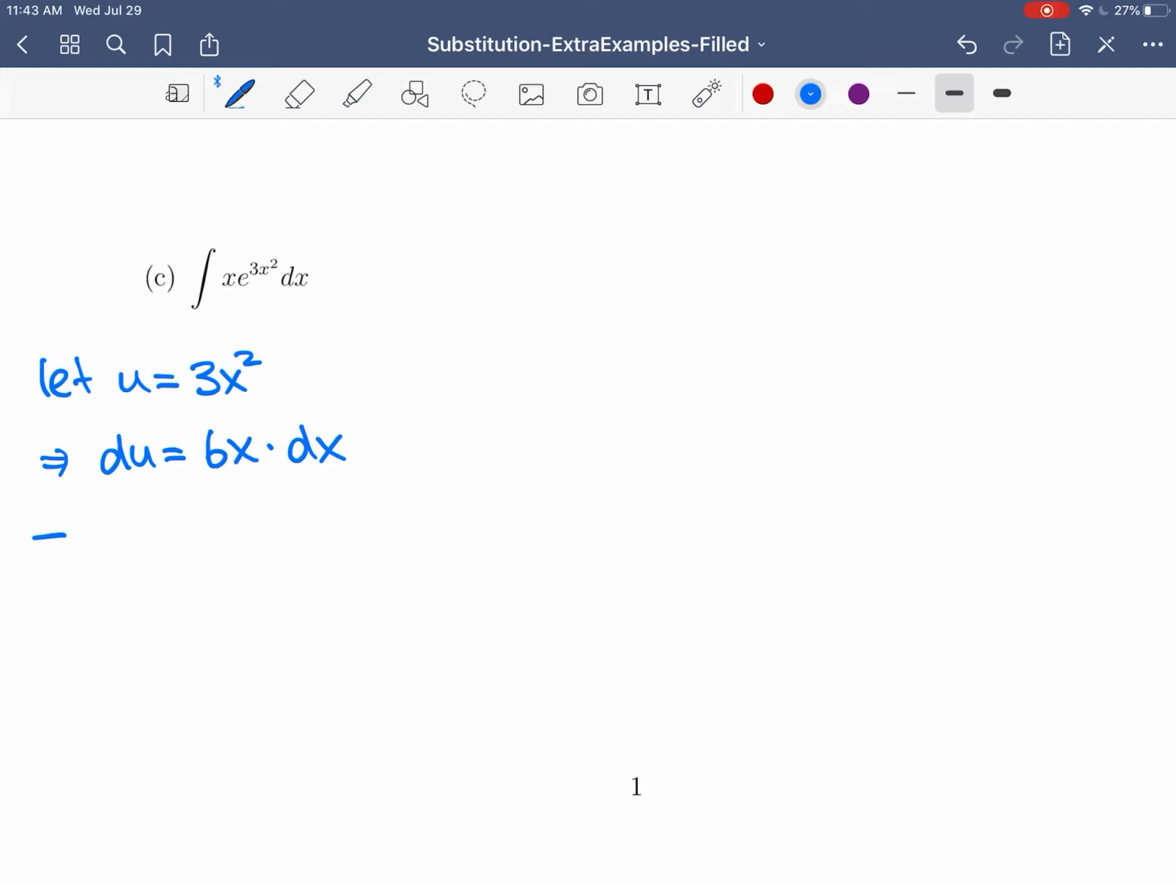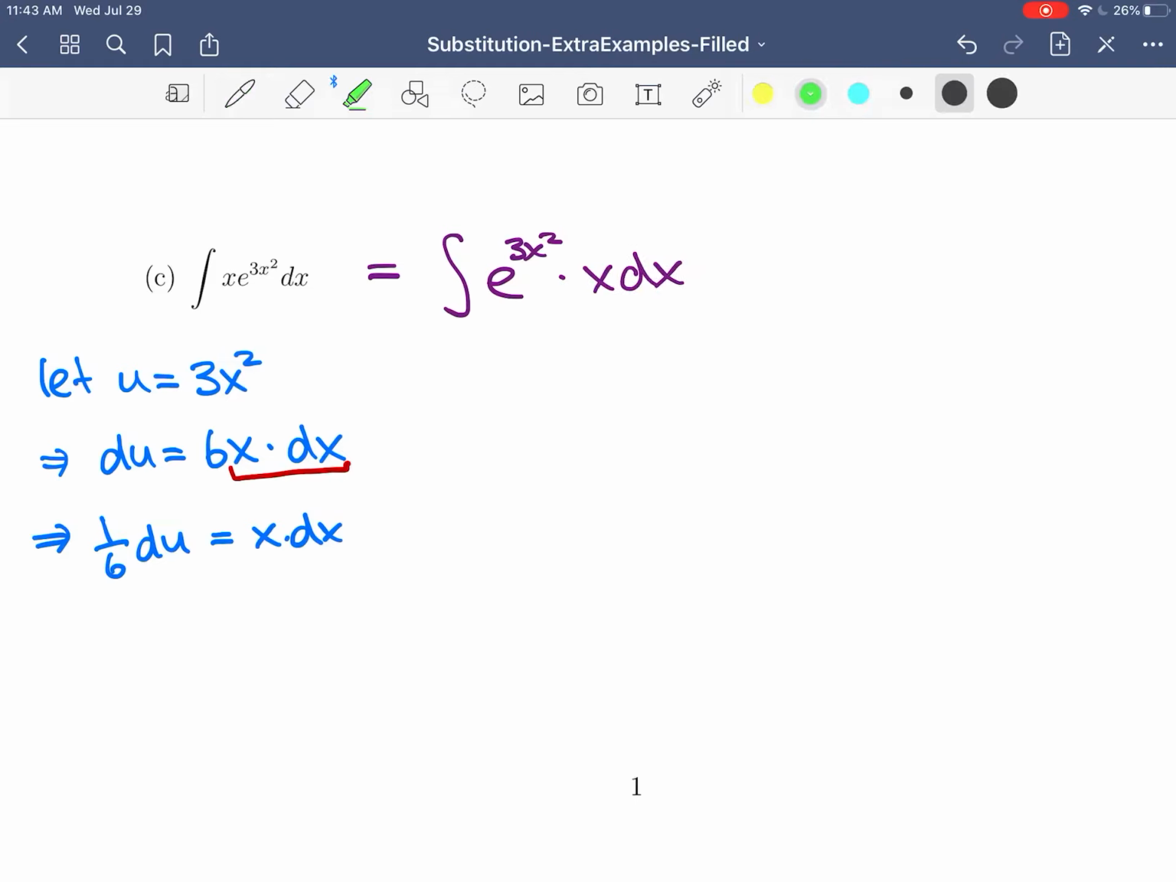So what I'm going to do is solve this equation for x dx. So I'm going to divide both sides by 6. So 1 over 6 du is actually x dx. Now if I rewrite the integral, it's e to the 3x squared times x dx. So the 3x squared, that's my u. And my x dx, that's 1 over 6 du.